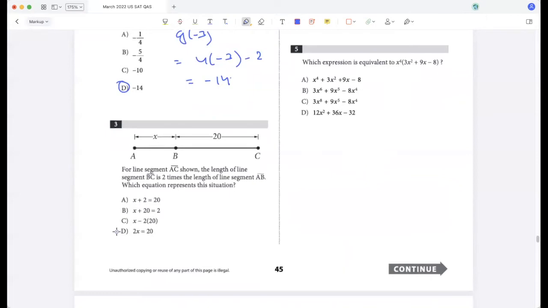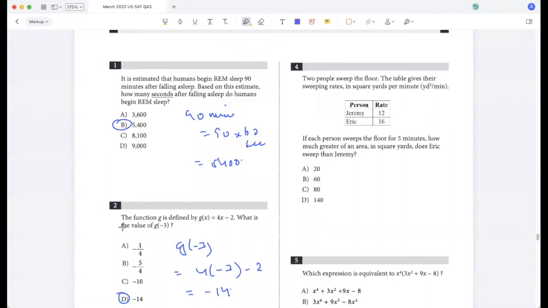For line segment AC shown, the length of line segment BC is 2 times the length of line segment AB. Which equation represents this situation? So BC is 2 times x, and that is 20. So 2x is 20.